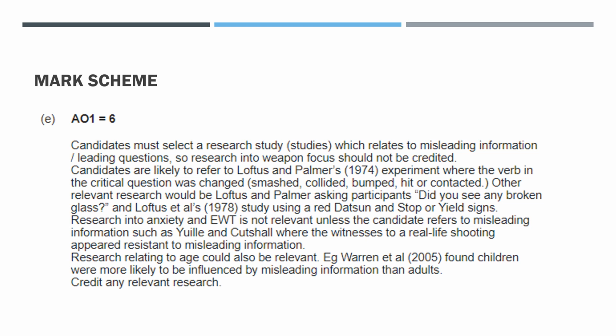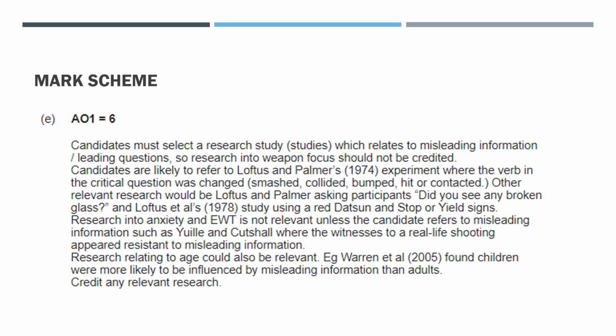And then the last question, E, it says candidates must select a research study which relates to misleading information. The likelihood is that candidates are to refer to Loftus and Palmer. Other relevant research would be Loftus and Palmer's second study. You can also use Gabbert. It doesn't say it explicitly in here, but if you use Gabbert, that is absolutely fine. The mark scheme names a few. It says at the bottom, credit any other relevant research, so it doesn't matter which you went for. It mentions some that we haven't done, and that's absolutely fine.